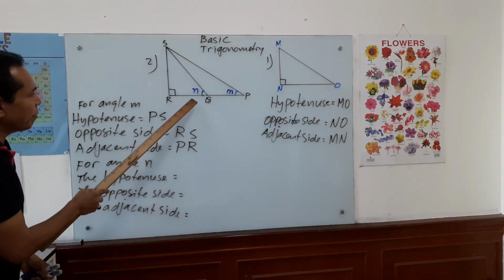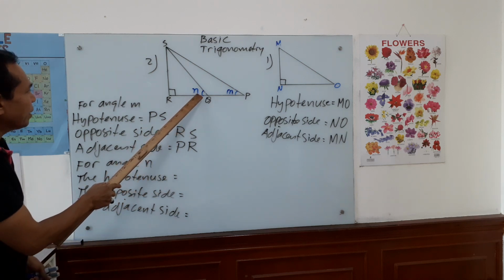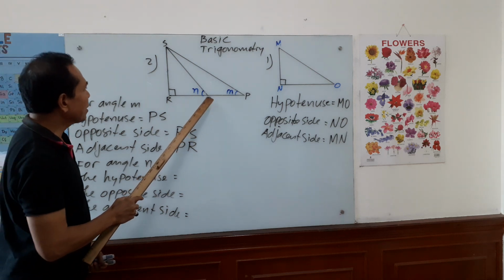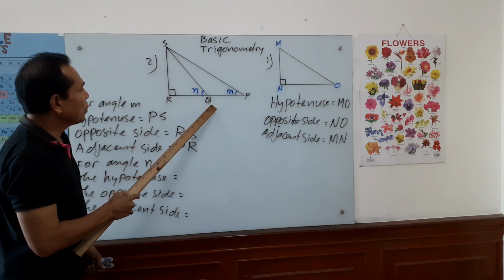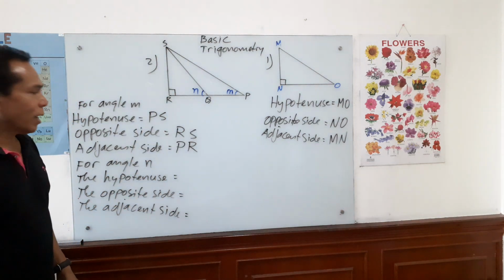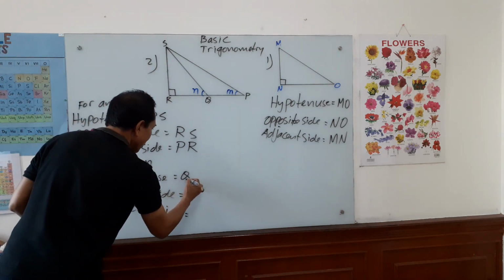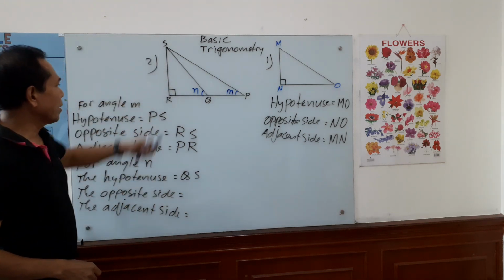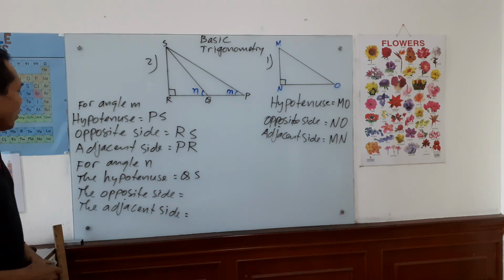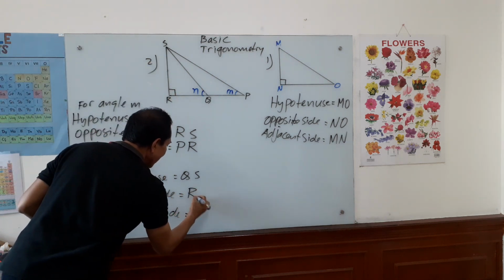Now we look at angle N here, okay? For angle N, our hypotenuse is, again, this sloping side here. QS is our hypotenuse, so let's put QS here, from here to here. Now, we look at the opposite side, opposite of that, we have RS here.